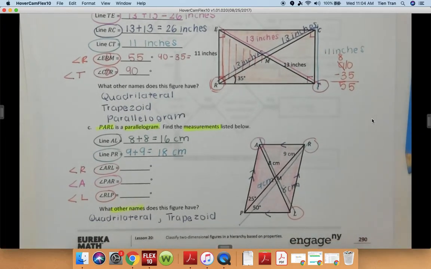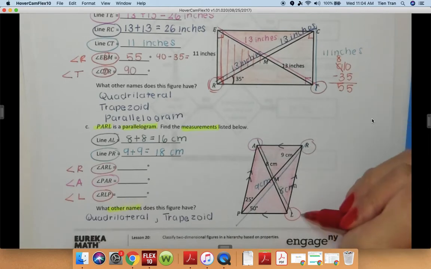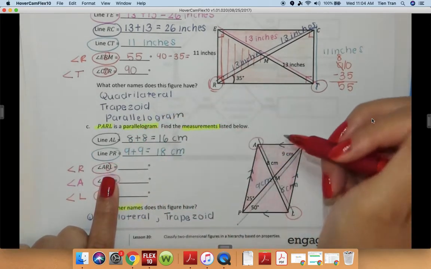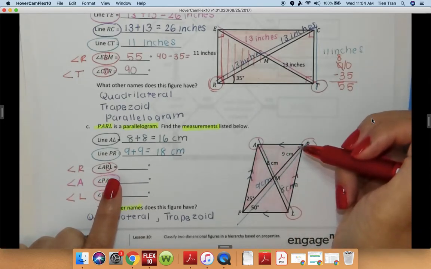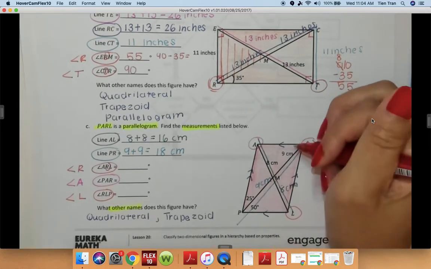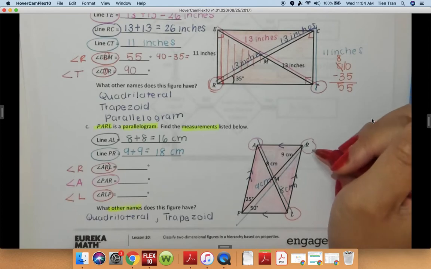Next, we have angle ARL. So I'm looking at angle ARL. They're asking for angle R because that is the second letter that they're asking you to identify. ARL, so I remember that. This is the angle they're asking you to figure out, angle R. So how do I figure out what is angle R?